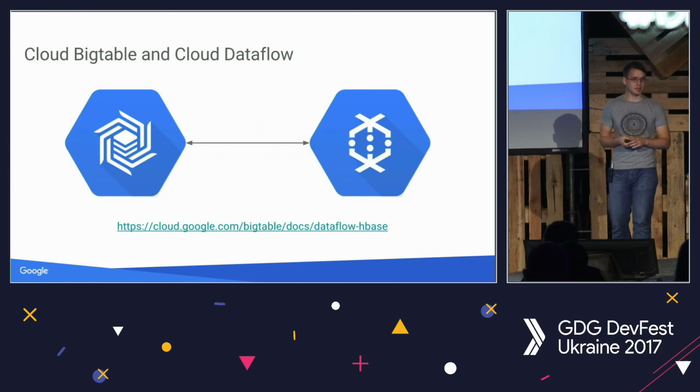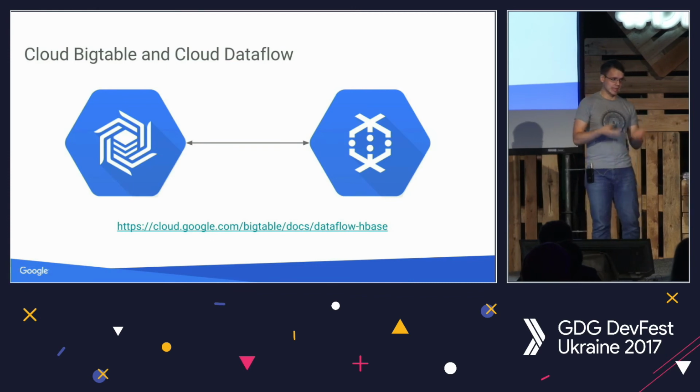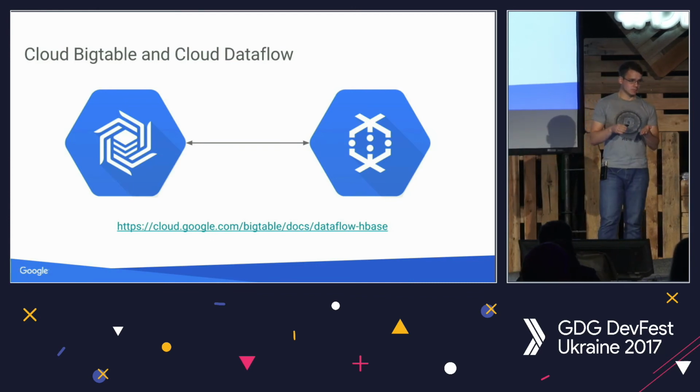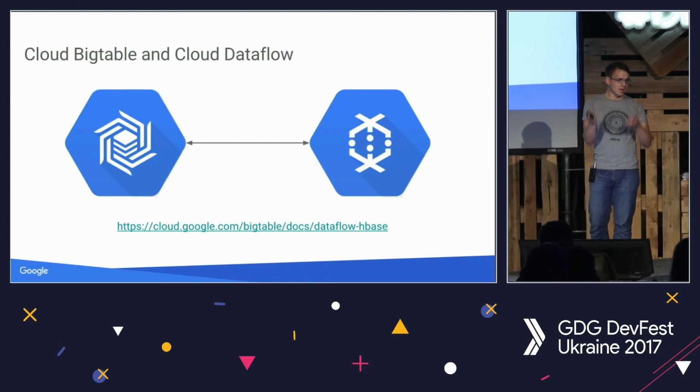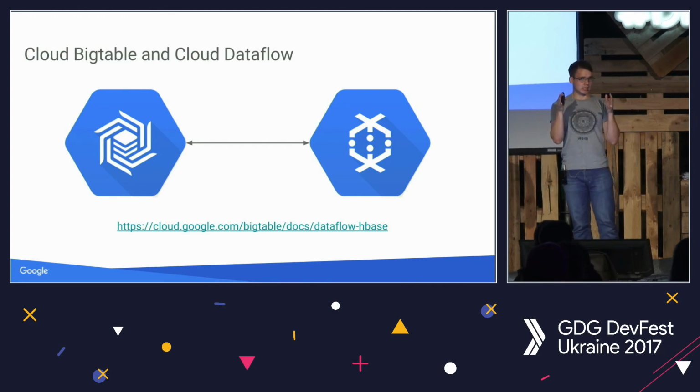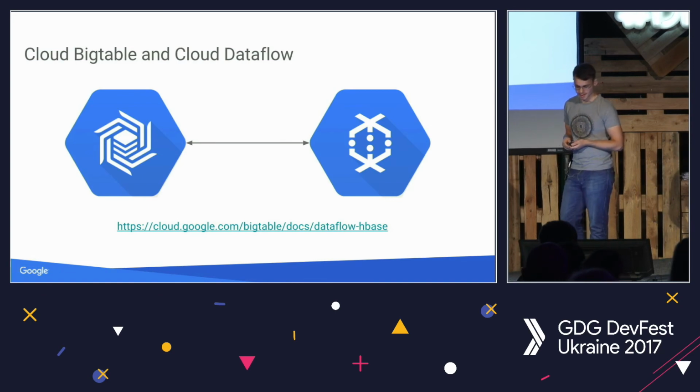Once we store data, we need to be able to process it at scale. Our goal is to process it as fast as possible. As I mentioned before, Cloud Bigtable can be both source and sink for your data. And for new pipelines, I would recommend you to go and discover what is Dataflow.